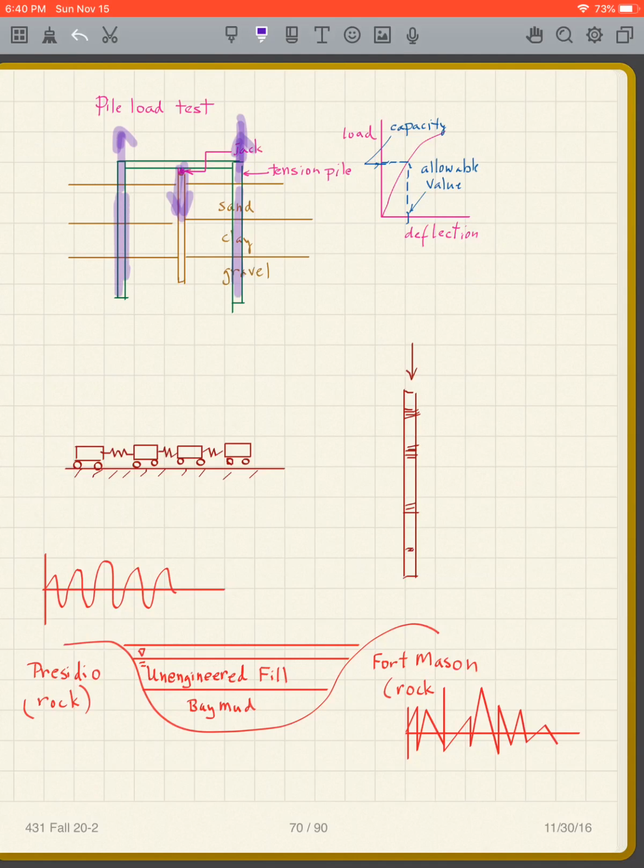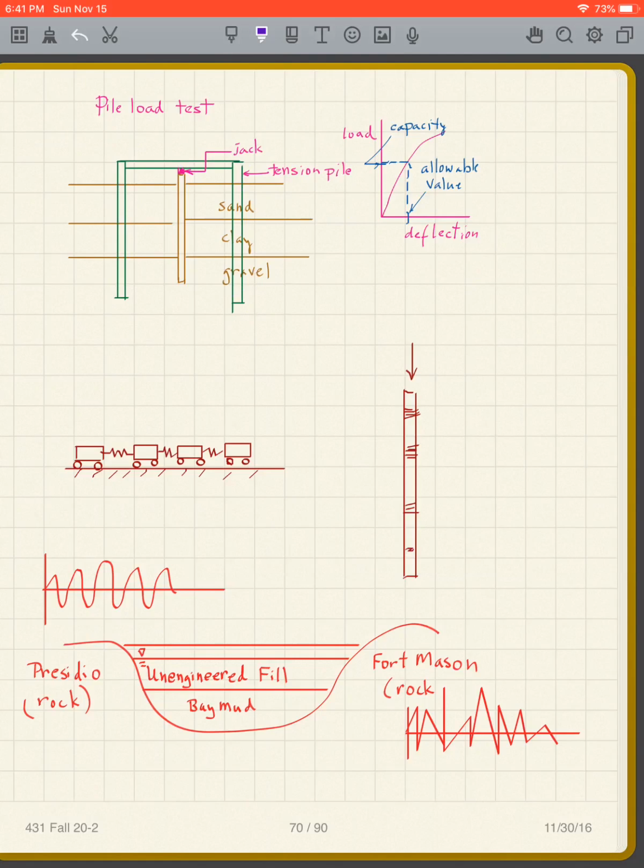And so we have to design this so that the side shear on these tension piles is enough to resist and give us the capacity to push down on this pile here, so we can test its capacity. So what's a tension pile? Well, a tension pile, you don't have any tip resistance. All you have is side shear.